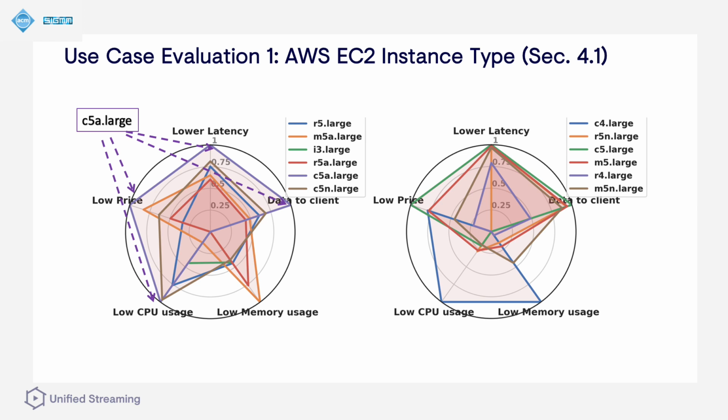In this case, for this media processing function and workload generated, the cloud instance C5 large obtained the best results among all the other testbed cloud instances.